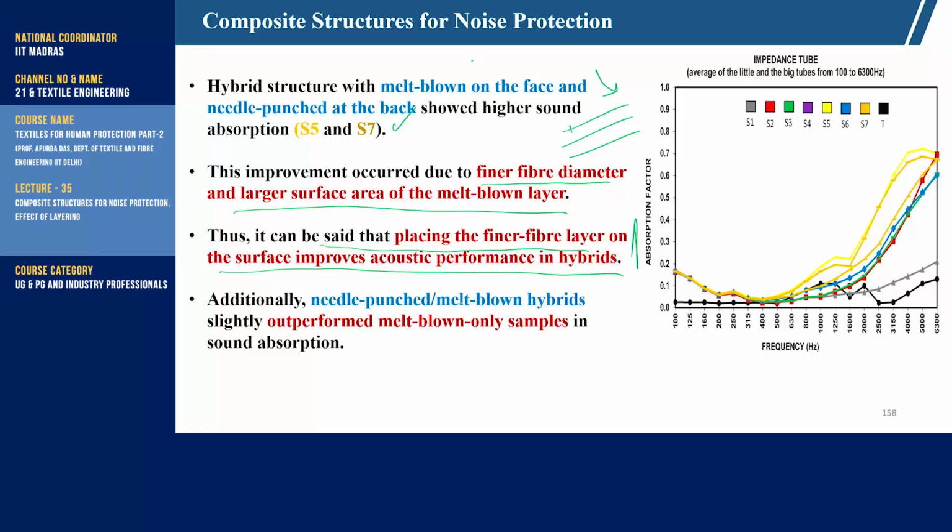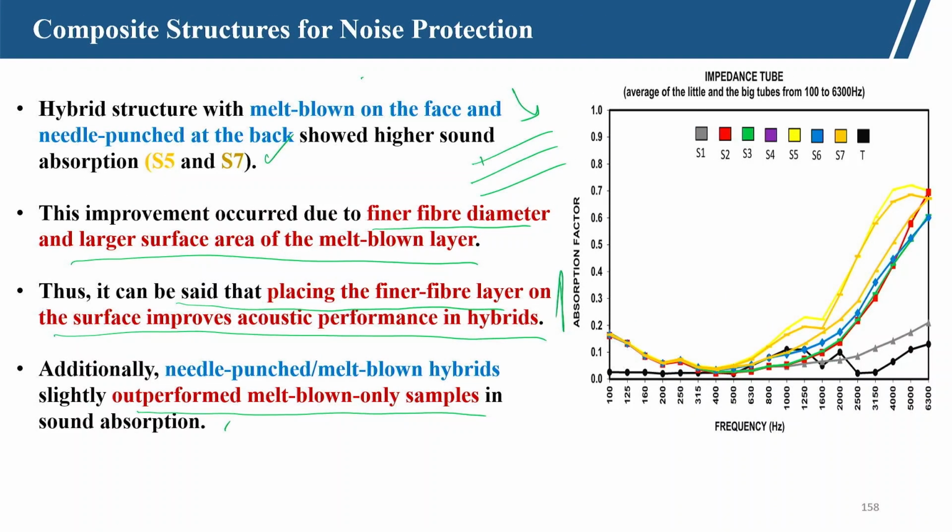Additionally, needle punched and melt blown hybrids slightly outperform melt blown only in sound absorption. So, if we think, okay, can we use only melt blown? Only melt blown will not have that much better performance.